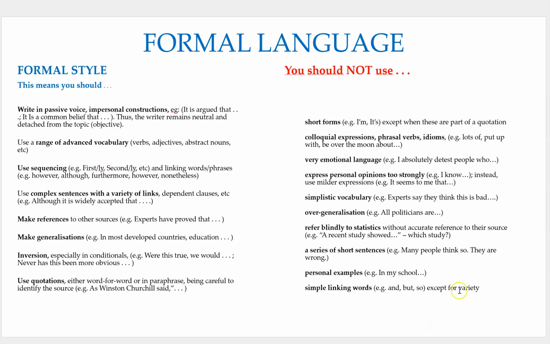Do not refer blindly to statistics. You need to be sure, and you have done this test, or you have done critical reading. Make sure that you check your sources carefully and avoid personal examples. But in this little course, it's good because Skolverket has criteria saying that if you can refer to personal knowledge, it doesn't have to be that you have experienced it yourself. But if you have a personal example, for instance, in the cultural clashes assignment, you're free to do that. Avoid simple linking words like and, but, and so forth, unless you want a variety.